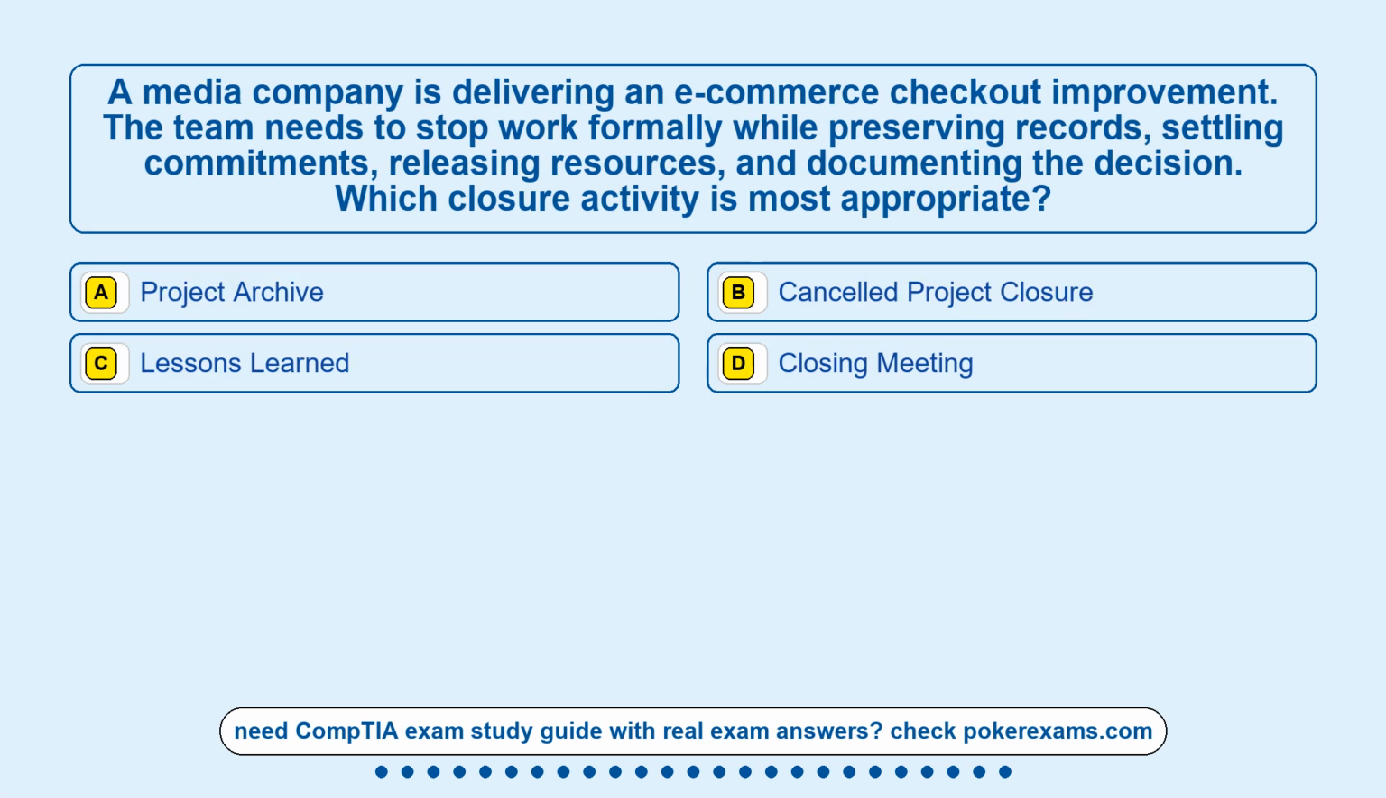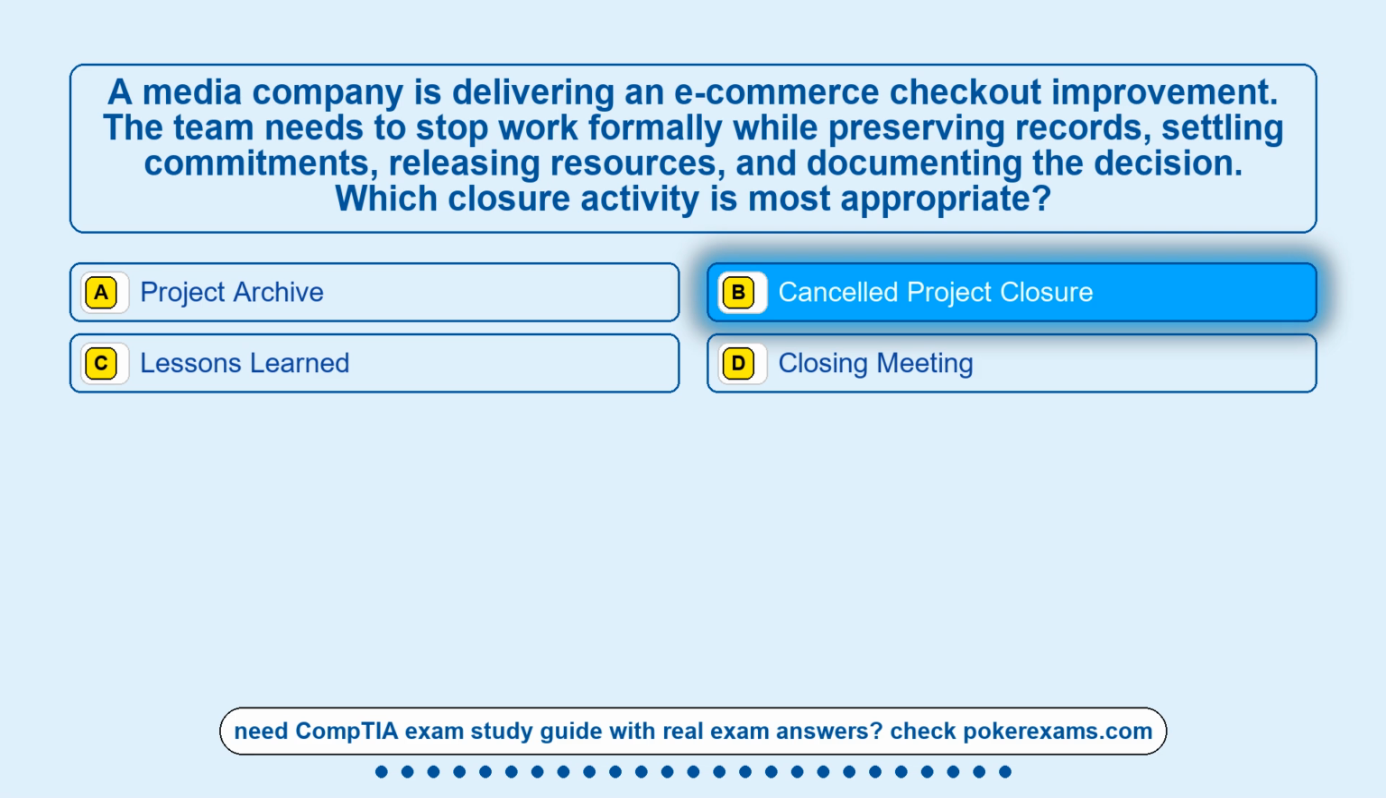Question 6. A media company is delivering an e-commerce checkout improvement. The team needs to stop work formally while preserving records, settling commitments, releasing resources, and documenting the decision. Which closure activity is most appropriate? Option A. Project archive. Option B. Cancelled project closure. Option C. Lessons learned. Option D. Closing meeting. The correct answer is option B.